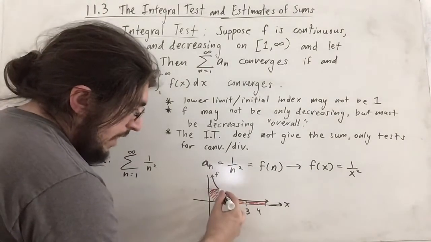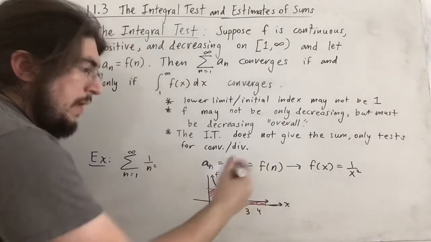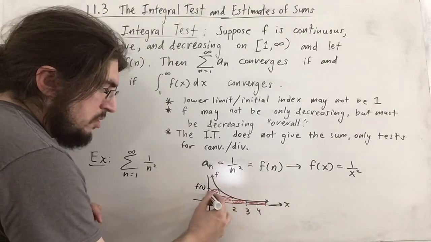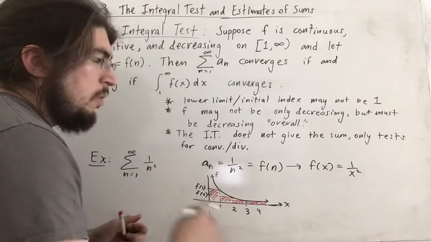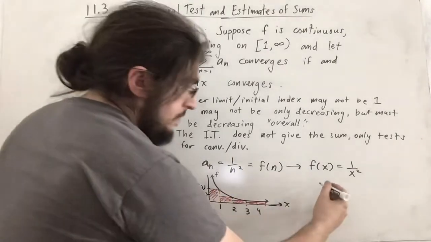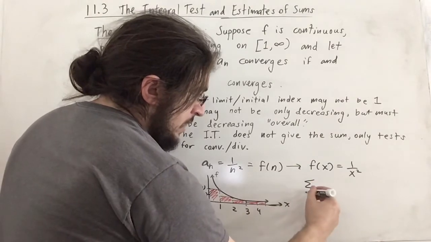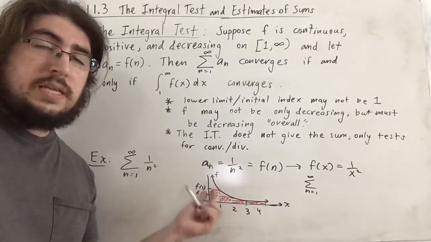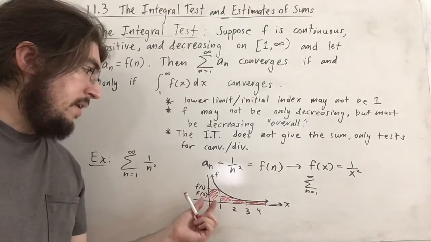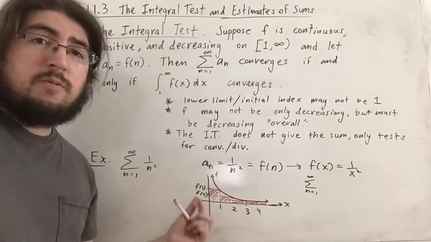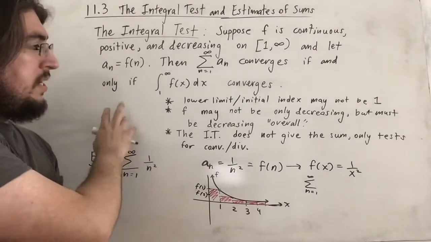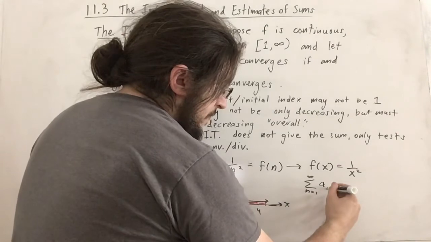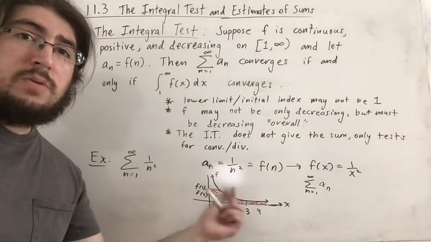Now the height for the first one is just f of 1. This height would be f of 2, and so on. So basically, the Riemann sum here will end up giving us the sum from n equals 1 to infinity of the area of these rectangles. The area of the first rectangle is 1 times f of 1, but f of 1, by definition here, is just a sub 1. Similarly, the second one would be a2, and then a3, and then a4.